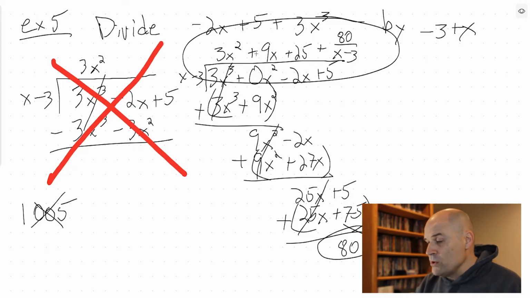Okay, we're gonna do one more. You're gonna press pause. You're gonna show me what you got. Here we go. Example 6. We're gonna divide, and you'll always see it written out like this first, and then you just have to set it up. So -4 plus x cubed by, ooh, there's a lot missing in there. Spoiler alert. By -3 plus x.